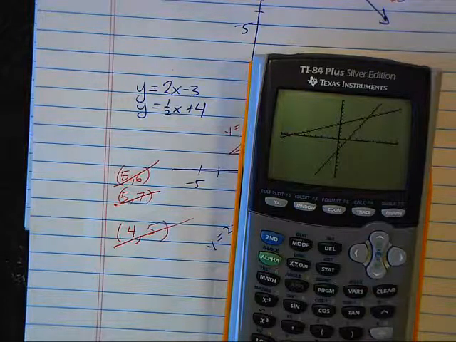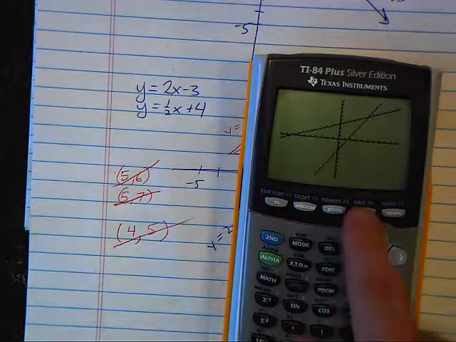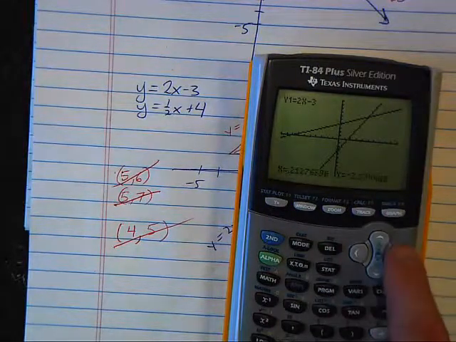Now, how do we figure out where those two lines cross? Anybody know how to do that on the calculator? What's that? Use the little arrow? Okay, I could push trace, and I could use the little arrows.